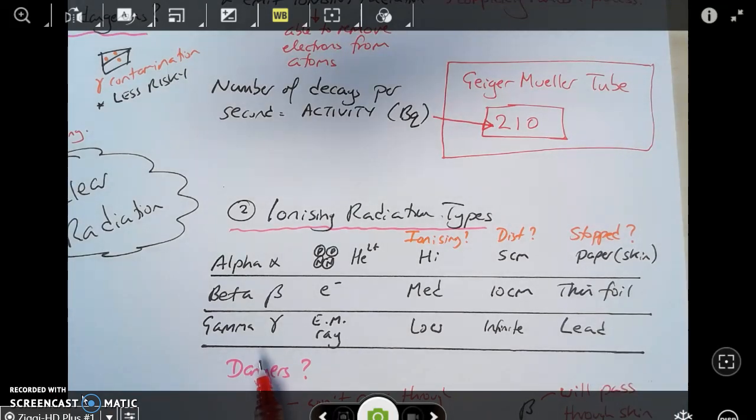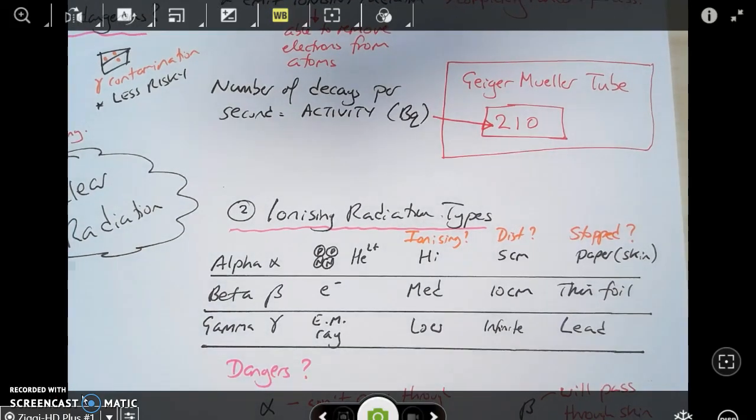Gamma radiation isn't a particle at all. It's an electromagnetic ray, so it's just like light. It's just a much higher frequency. Its ionizing power is actually low because it doesn't have a charge, but just now and again it can hit an electron and give it enough energy to remove it from an atom, which does ionize the atom. Its distance it can travel is infinite. We measure gamma radiation from the other side of the universe. So unless it gets stopped and absorbed by something, its distance is infinite. We can stop it using protection of a lead sheet.